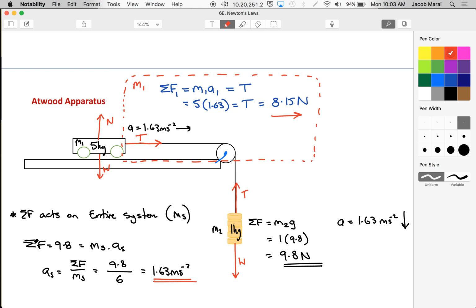Is tension a vector? Yes, it is a vector. But here's the funny thing. The pulley changes the direction. And also the direction changes depending on what objects it's acting on. If I said, what's the direction of tension acting on M1? It's that way. If I said, what's the direction of tension acting on M2? It's upwards.